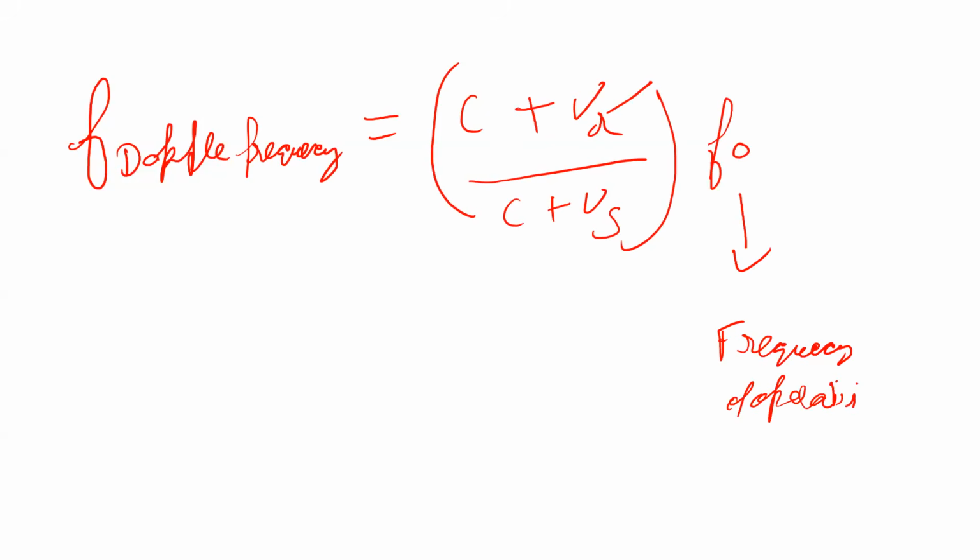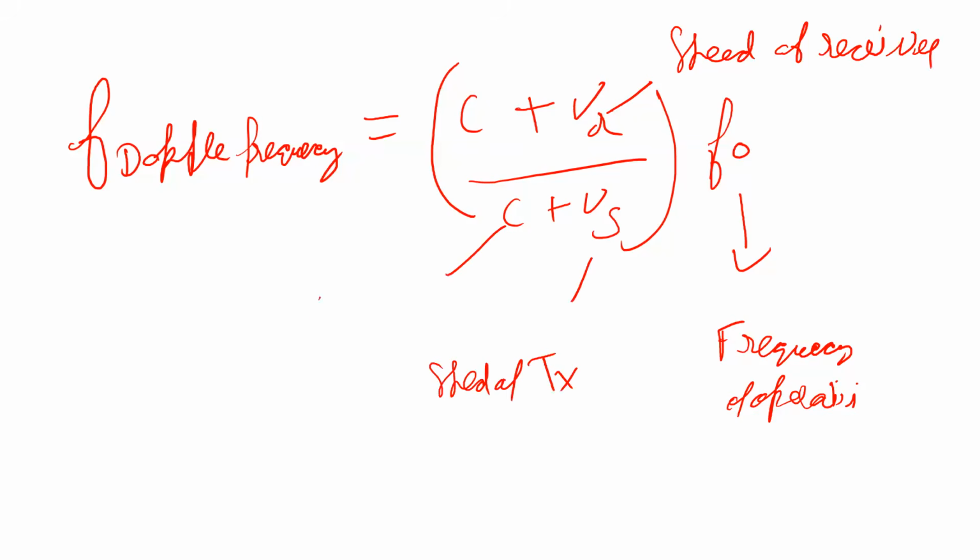VR is the speed of the receiver, which is always moving, like we are always moving. Vs is the speed of the transmitter, and C is the speed of light. So whatever the answer of this equation, that is our Doppler effect frequency. So have I answered your question?